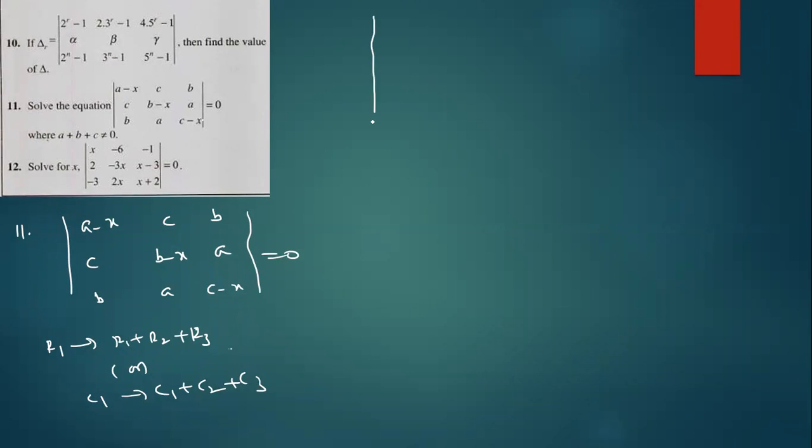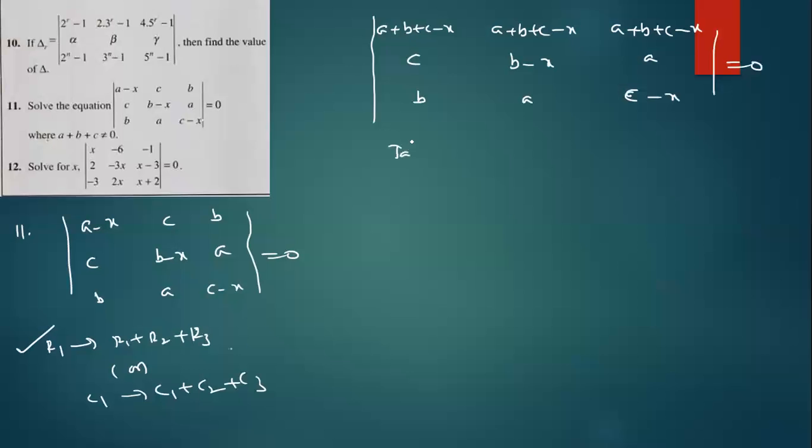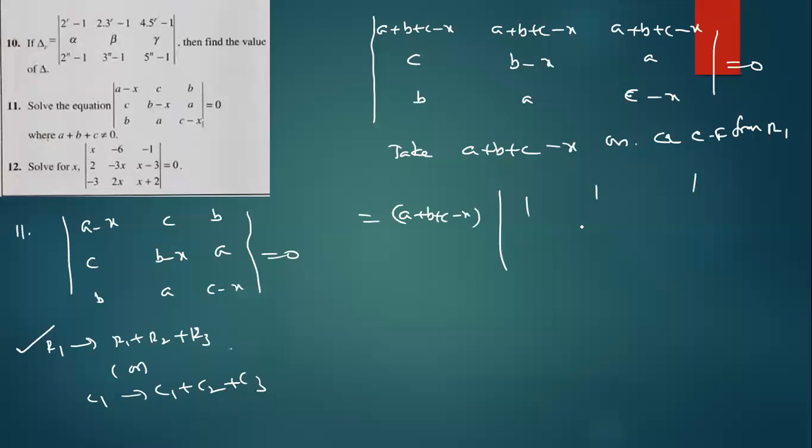I'm talking about only row. Suppose what is the case now? A plus b plus c minus x. What is the remaining? A, B, C, A, B, A, C minus x is equal to 0. Take A plus B plus C minus x as a common factor from R1. What is the answer now? 1, 1, 1, C, B minus x, A, B, A, C minus x.